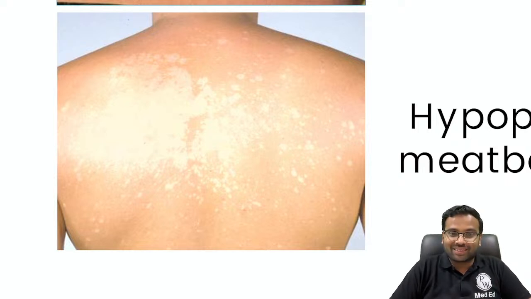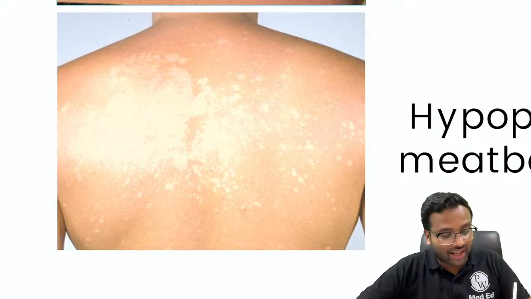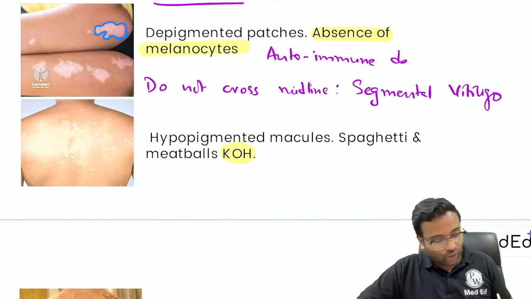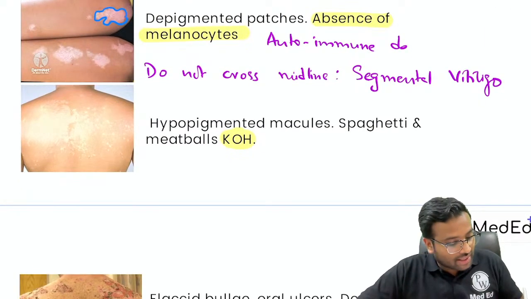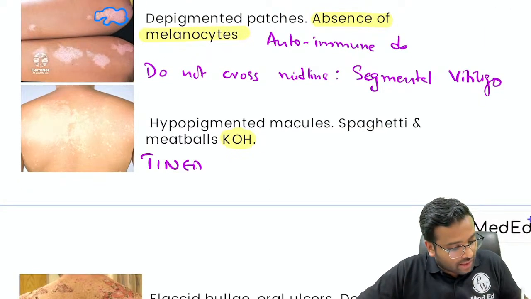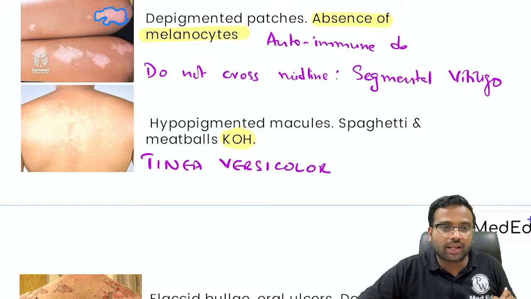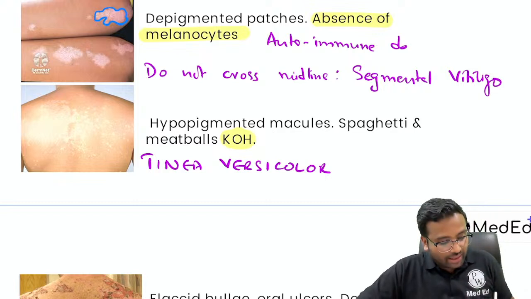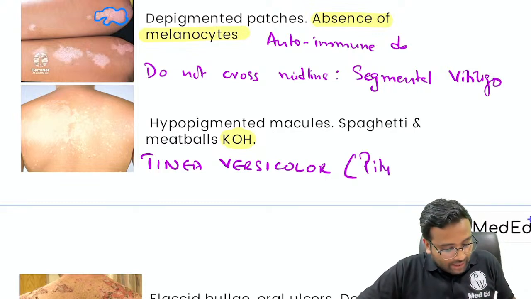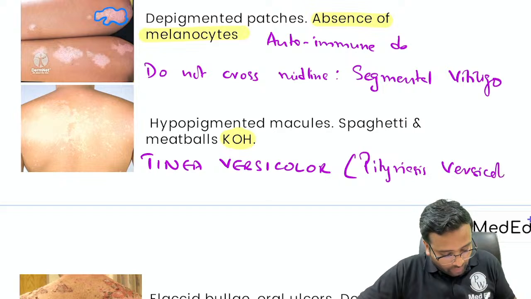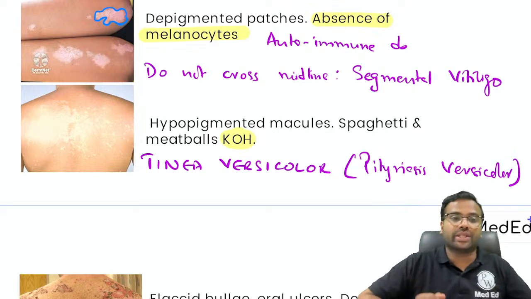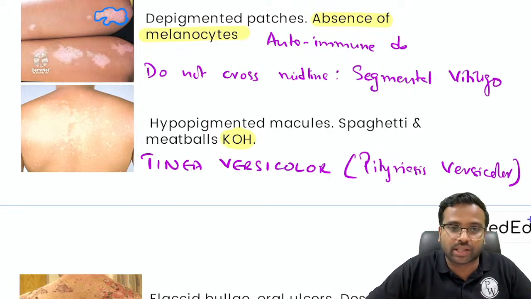Tinea versicolor. Amazing. That is the right answer here. So this is called Tinea versicolor. This Tinea versicolor has one more name, and that name is Pityriasis versicolor. So another name for Tinea versicolor is Pityriasis versicolor.